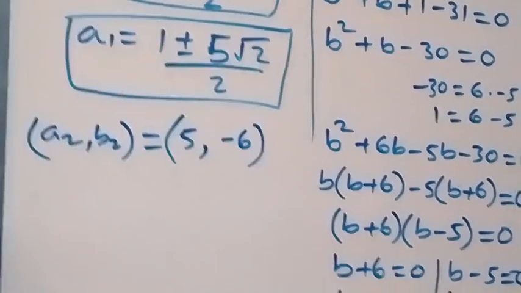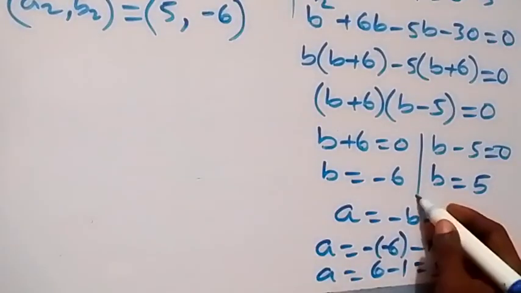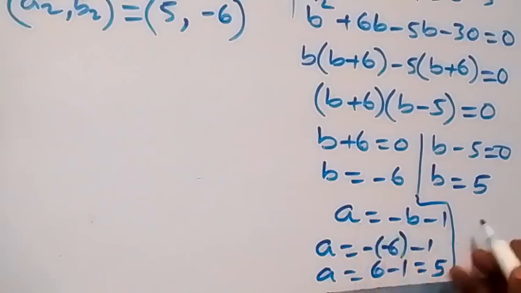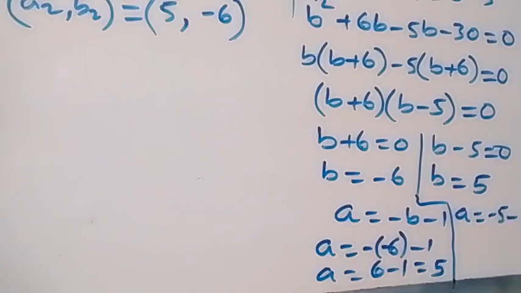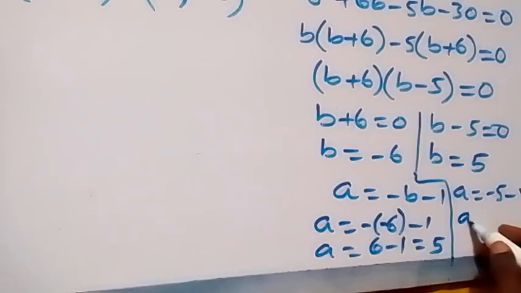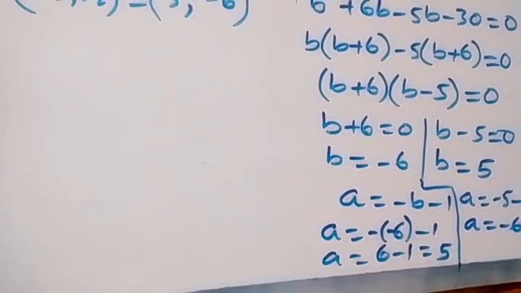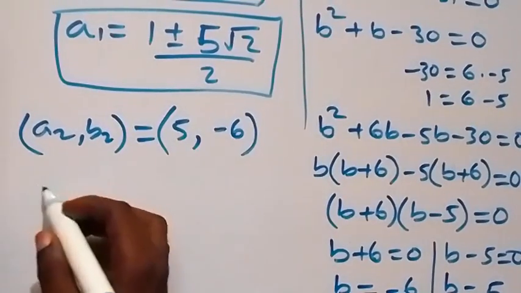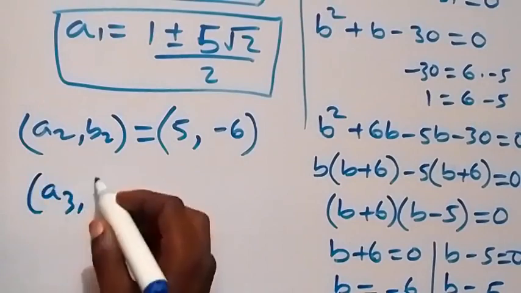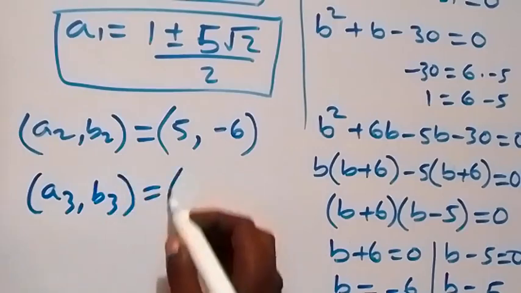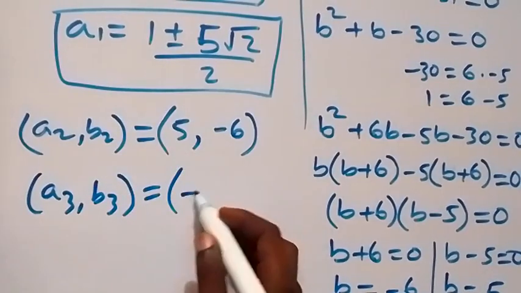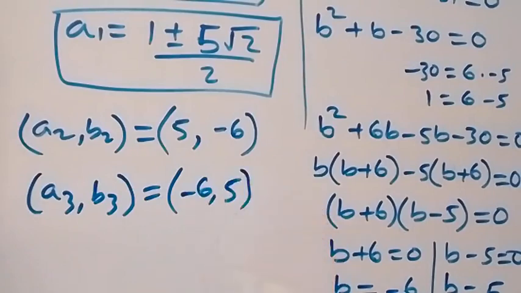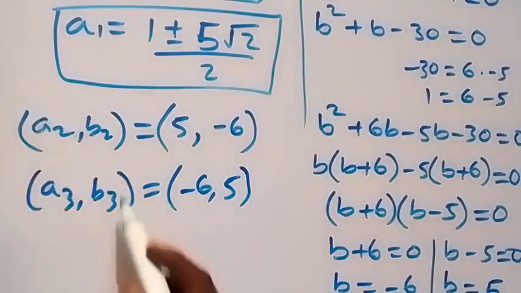Then also from here we get the corresponding value of A, also using this relation, and we have A now equals minus 5 minus 1, which will give us A equals minus 6. Then we have A3, B3 from here, that is, the next set of solution here will give us minus 6 comma 5. So here we have these solutions to this given problem.